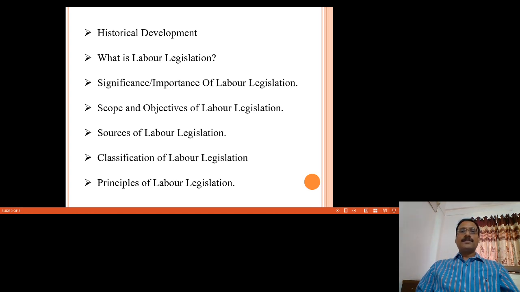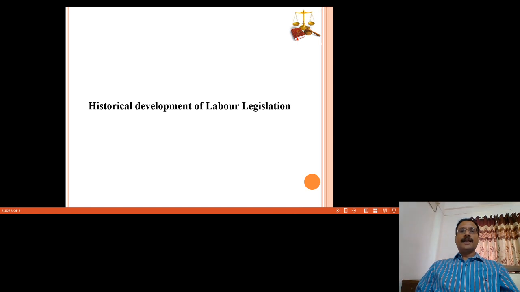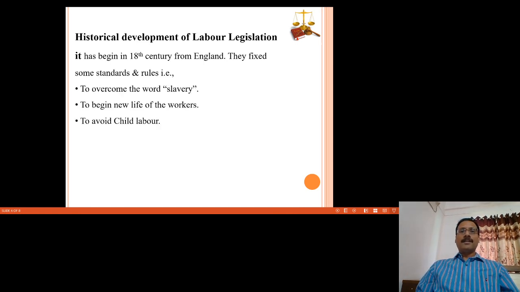So in the beginning, if you see the historical development, in the 18th century, labor were treated as slaves. So the first point is to overcome slavery, where labor were treated as slaves or bonded labor. There were no fixed timings. The timings may be from sunrise to sunset, there were no fixed hours, no good working conditions, no leaves, and so on. So for that, in the 18th century itself, labor legislation started. So the labor legislation first focused on overcoming slavery.